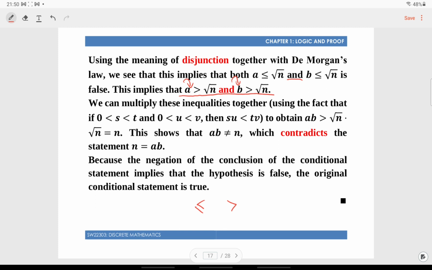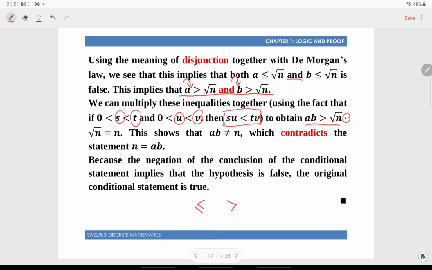We can multiply these inequalities together, using the fact that if s is greater than 0 and less than t, and u is greater than 0 and less than v, then s times u is less than t times v. This is a fact. You can replace s, t, u, and v with any number, so this is always true. So we want to use this fact to obtain a times b greater than square root of n multiplied by square root of n.